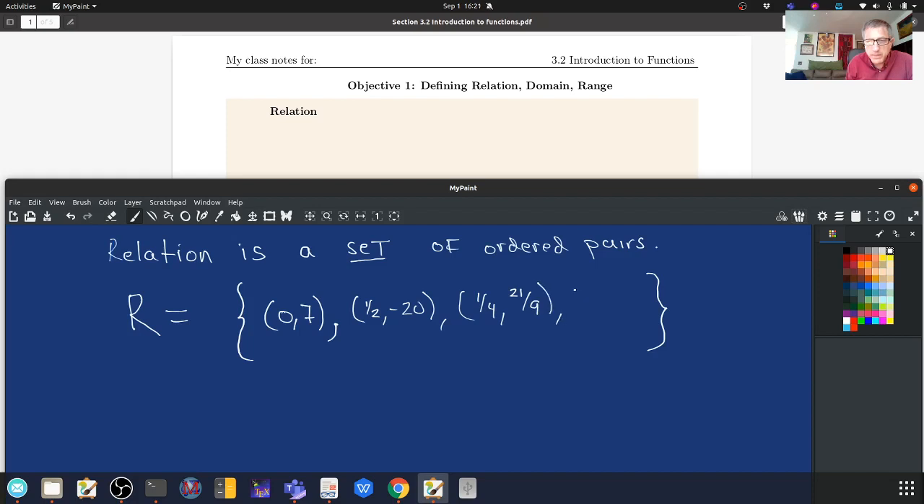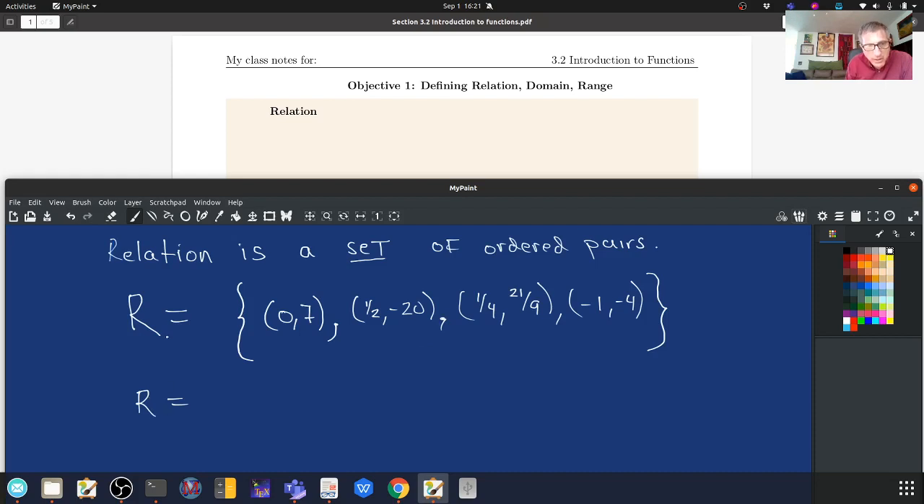So this is going to be a set of 1, 2, 3, 4 different ordered pairs. It doesn't matter how many ordered pairs the set has, as long as it has at least one, then it's a relation. And that's it. It's just a set of ordered pairs. Now, a lot of our sets will have so many ordered pairs in there that we can't enumerate them all. So this is just called the set list format of a set.